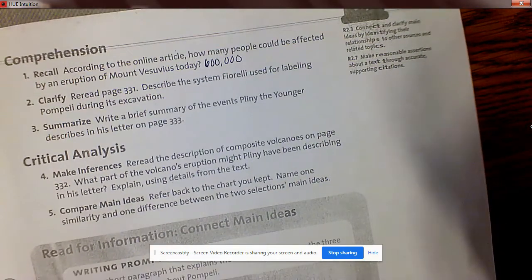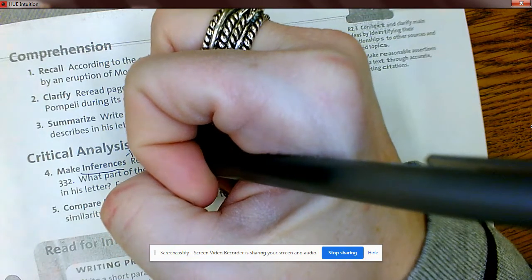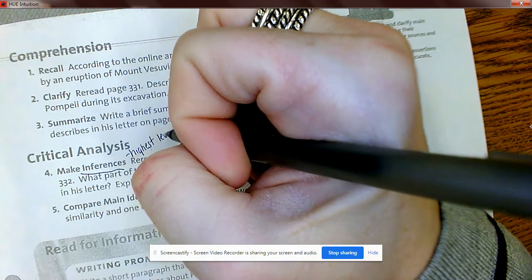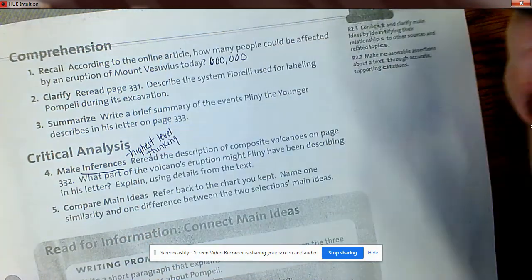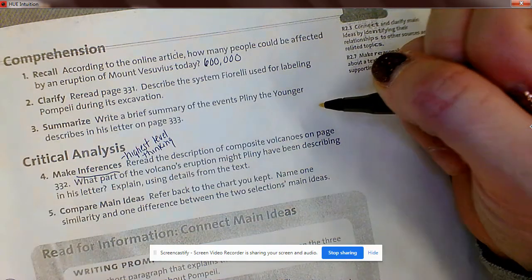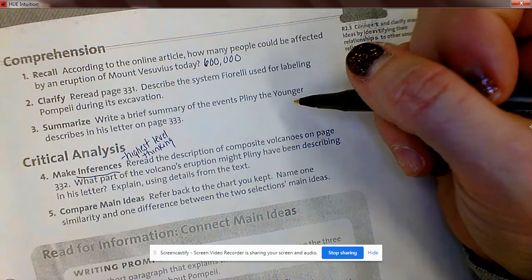Critical analysis, making inferences. Remember, that is the highest level of thinking. You use all your active reading skills to figure out what's going on. Reread the description of composite volcanoes on page 332. What part of the volcano's eruption might Pliny have been describing in his letter?